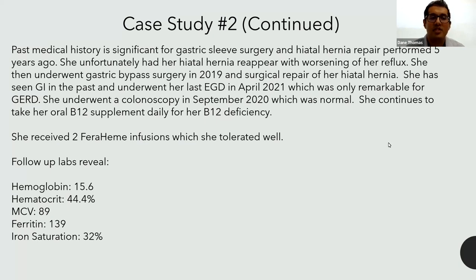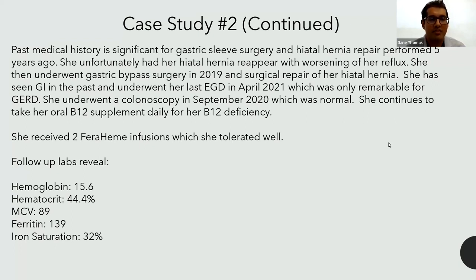Her past medical history is significant for gastric sleeve surgery and hiatal hernia repair performed 5 years ago. She unfortunately had her hiatal hernia repair with worsening of her reflux. She then underwent gastric bypass surgery in 2019 and surgical repair of her hiatal hernia.